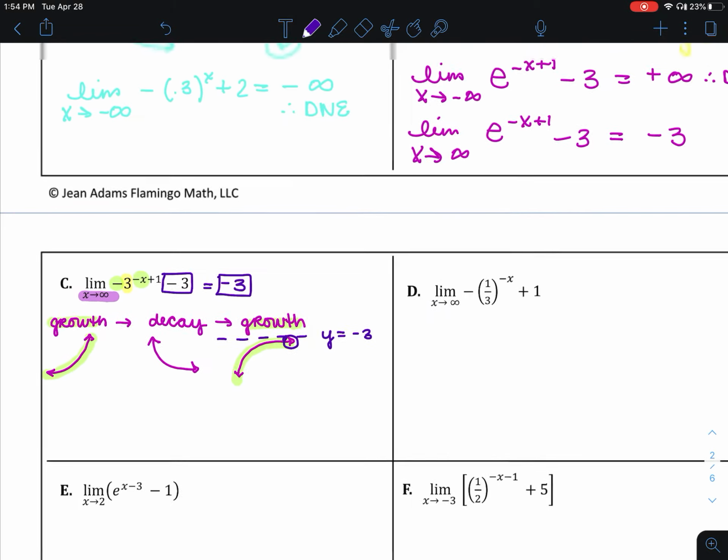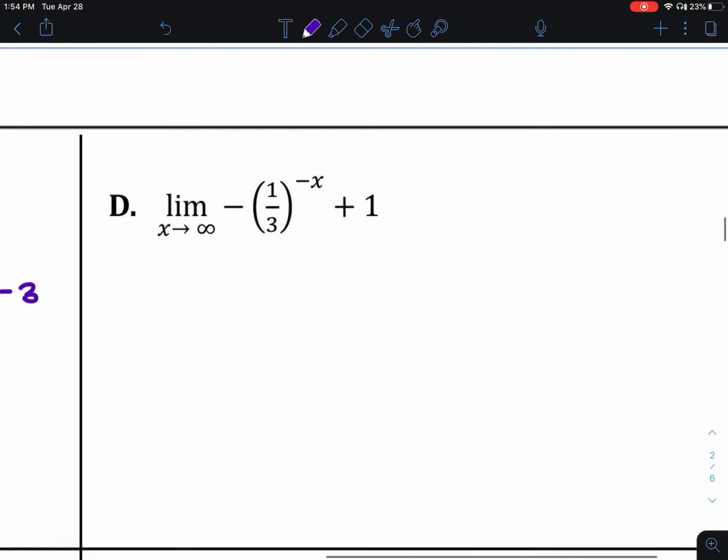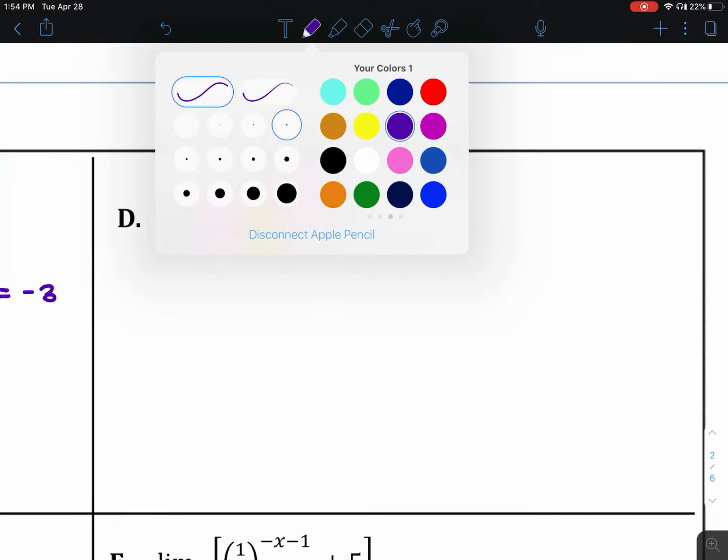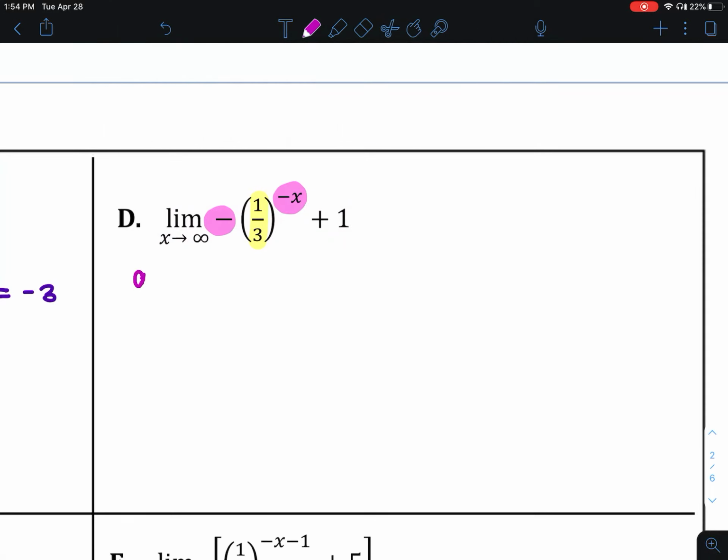Okay, so question D. Same process. Let's start with the inside. The inside is 1/3, which is less than 1, making this problem decay, but we have 2 negatives, which result in 2 reflections. So again, we're going to see that we start with decay, go to growth, and end with decay.